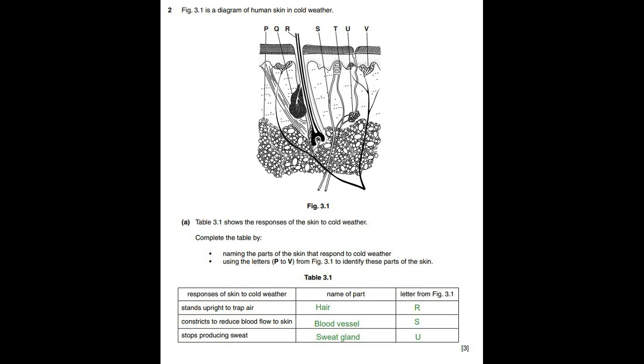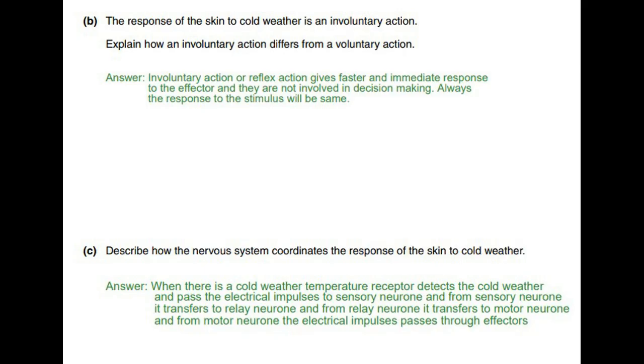Responses of the skin in cold weather: stands upright to trap air. The name of the part is hair. The letter from Figure 3.1 is R. Constricts to reduce blood flow to skin: blood vessel, and the letter is S. Stops producing sweat: the name of the part is sweat gland, and the letter is U.